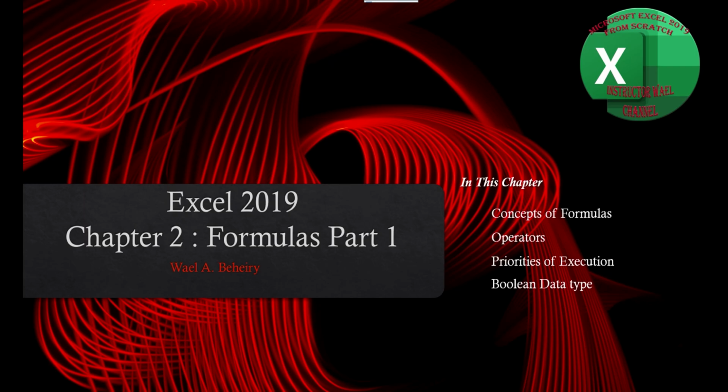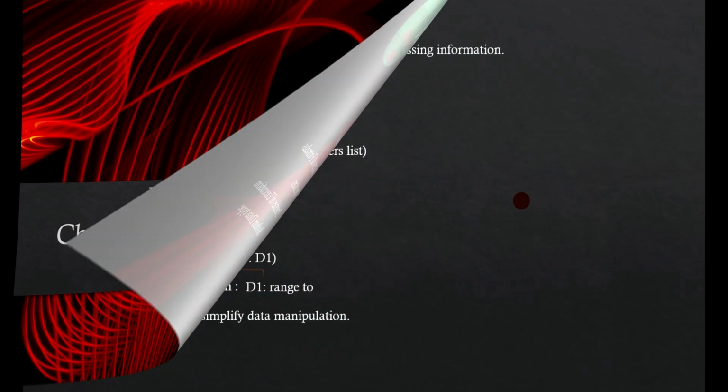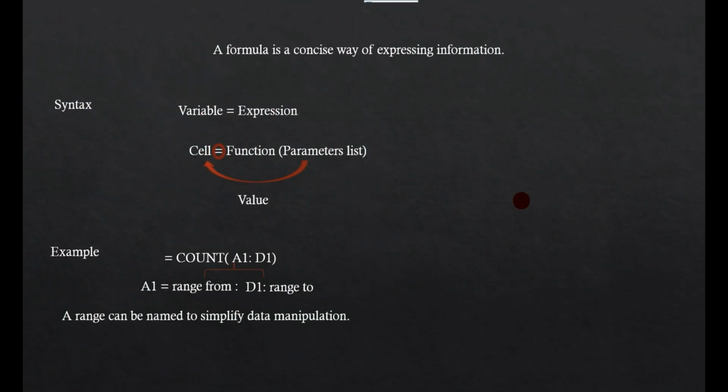In this chapter, we are going to cover concepts of formulas, operators, priorities of execution, and Boolean data type. Before we go deeper, we have to know what is the formula. A formula is a concise way of expressing information.